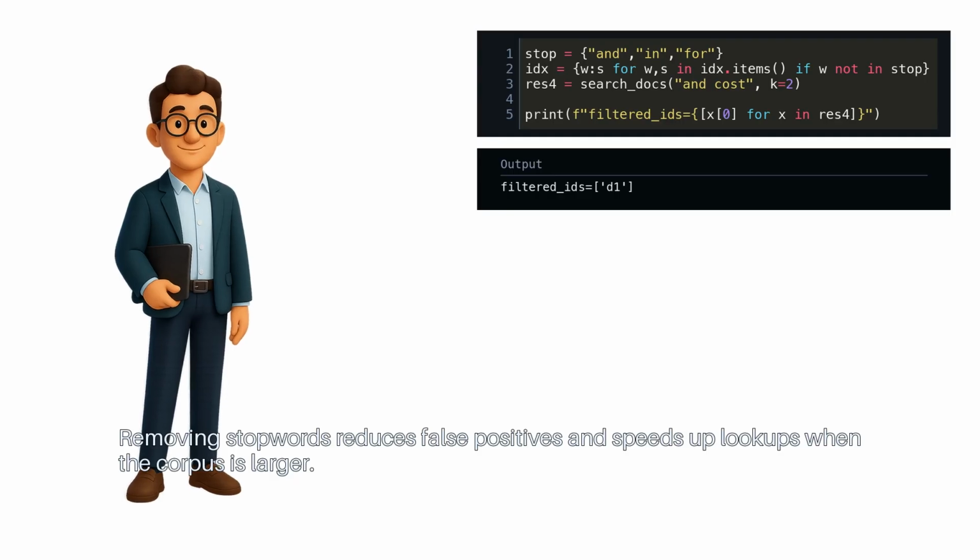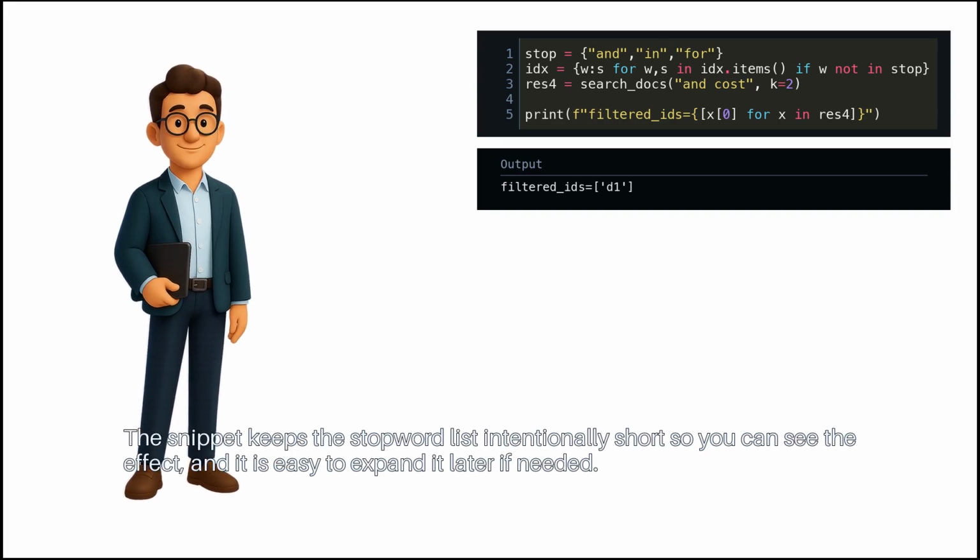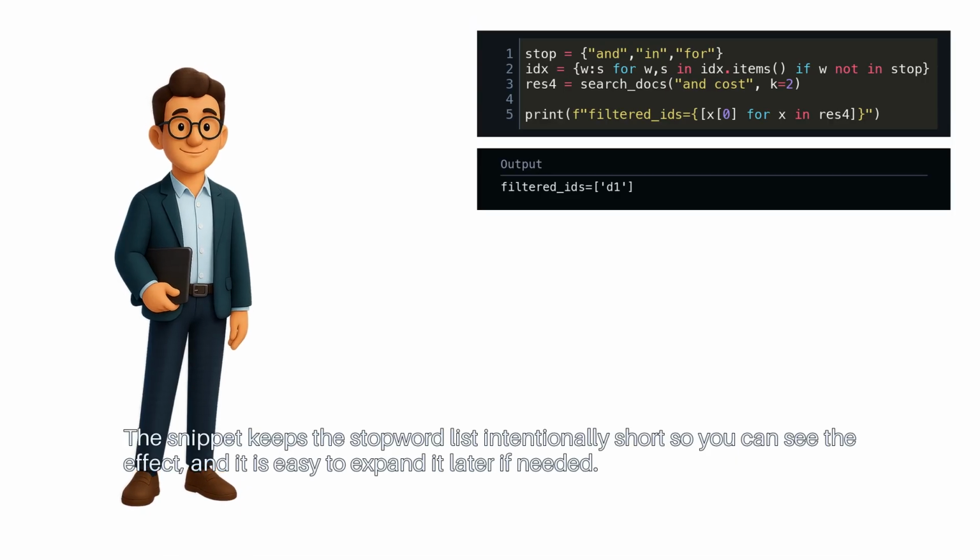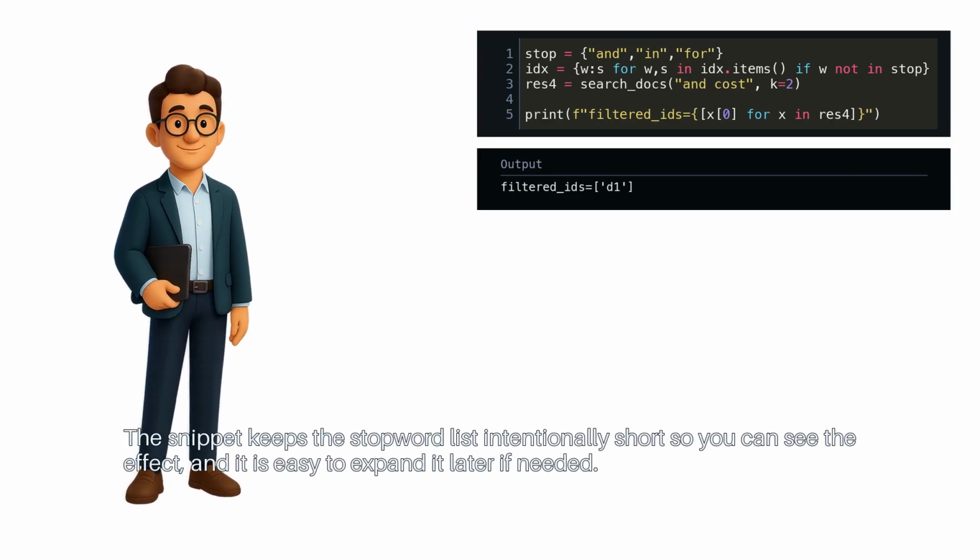Removing stopwords reduces false positives and speeds up lookups when the corpus is larger. The snippet keeps the stopword list intentionally short, so you can see the effect. And it is easy to expand it later, if needed.